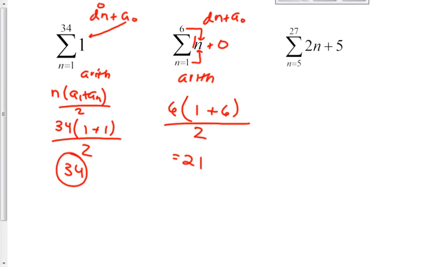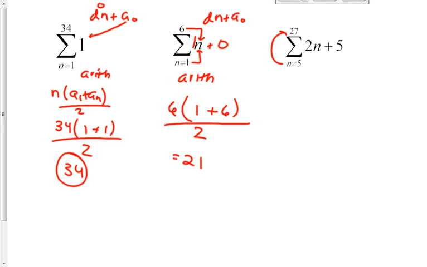And this last one is another practice with a partial sum. Now remember, we are only adding from the 5th to the 27th term. So remember, when you do that, you subtract these values. 27 minus 5 is 22, but then add 1. There's actually 23 terms here.